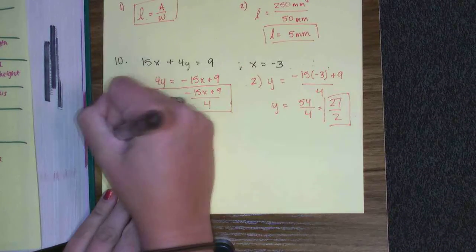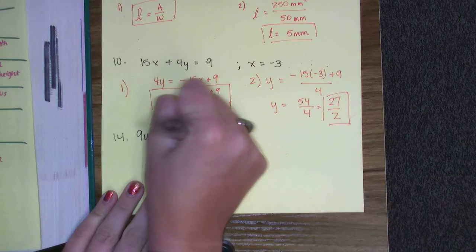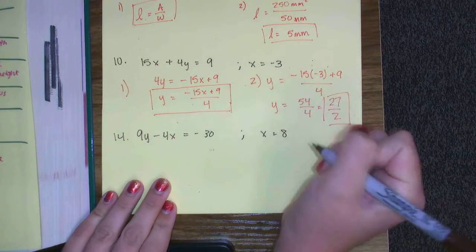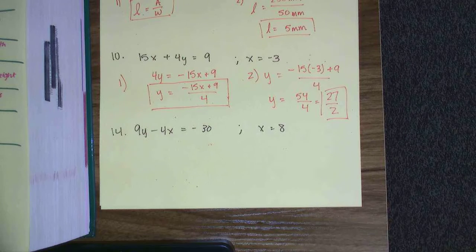Number 14. 9y minus 4x is equal to negative 30, and x is equal to 8. I want you guys to do this one on your paper and try it, and then we'll go over it in just a second.